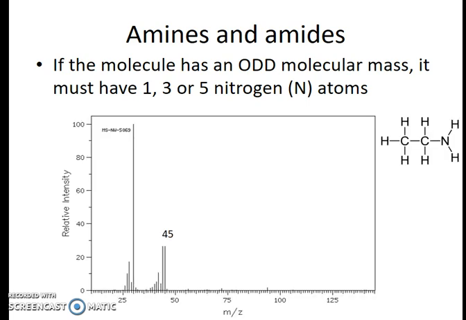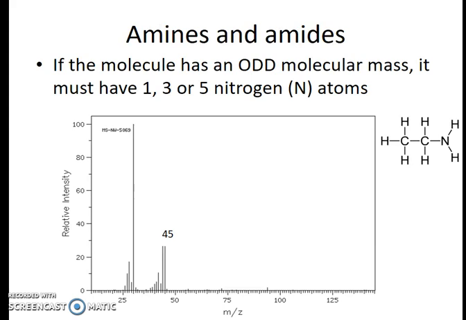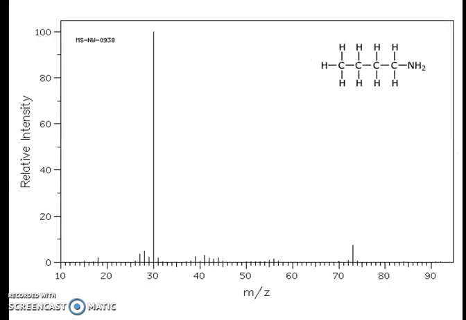So here's an example. This particular spectrum has its molar mass peak, or molecular ion peak, at 45, which is an odd number, and that corresponds to the molar mass of ethylamine. Here's one where the molecular ion peak is 73, indicating a molar mass of 73 for this compound, which is indicative of this primary amine, butylamine in this case.